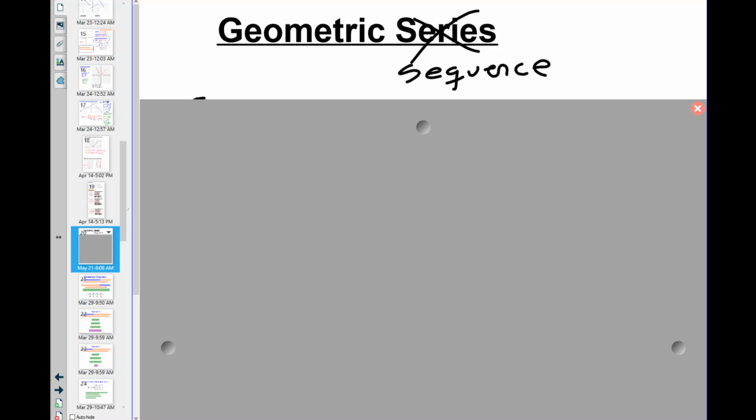Well, what does sequence imply? If we're talking about a sequence. A what? I just don't know how to describe it. Curse you, English language. A sequence is a group of numbers. Okay?